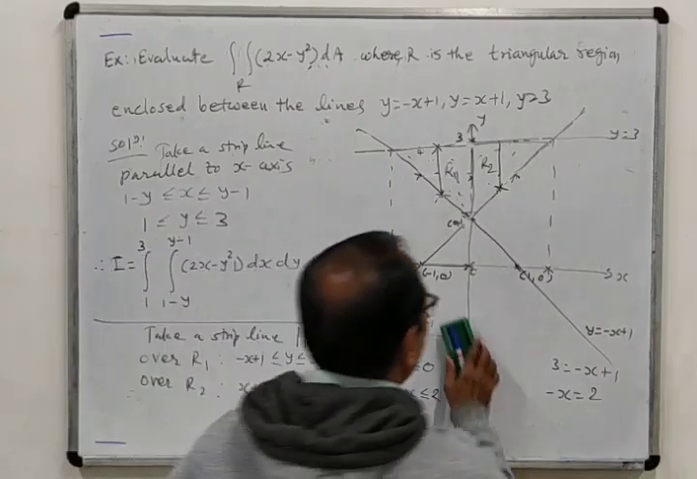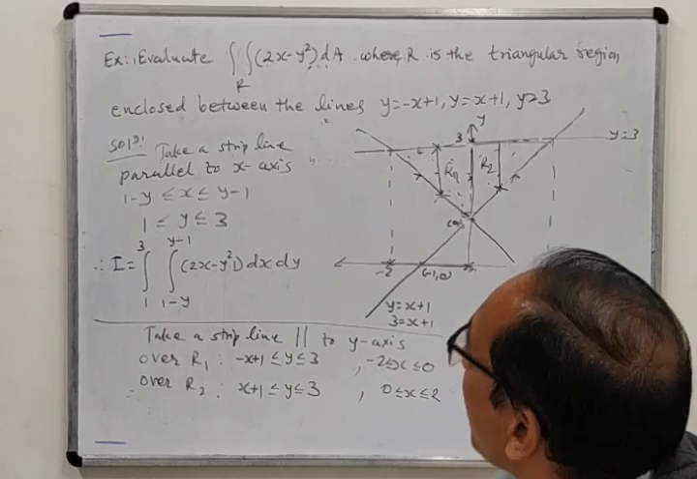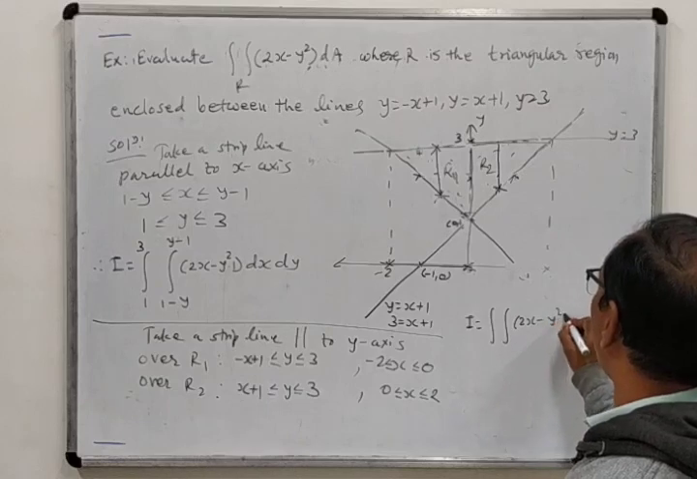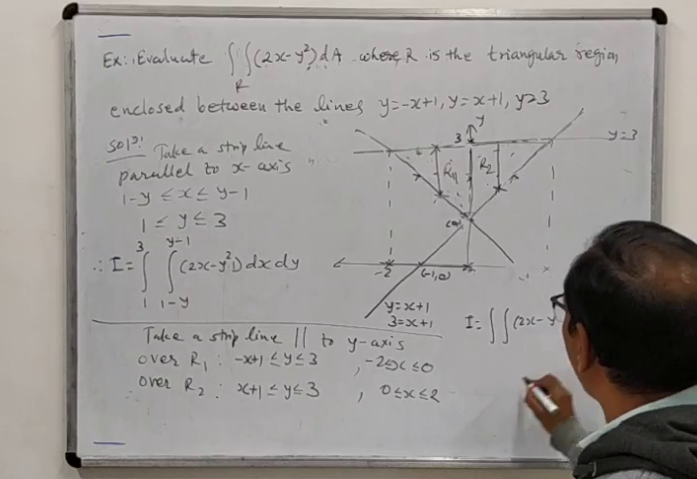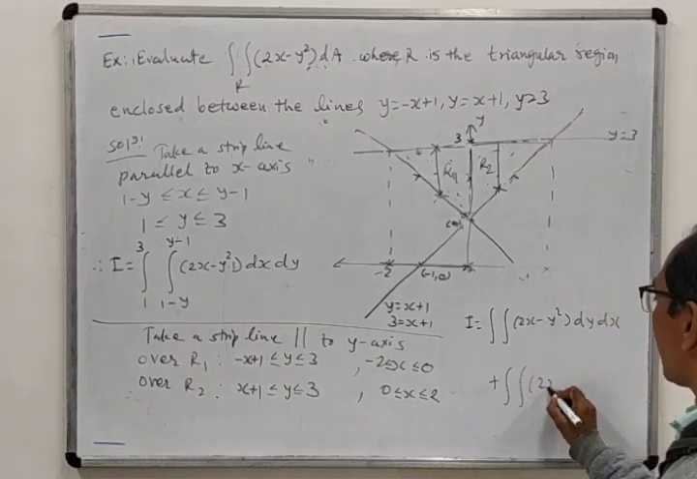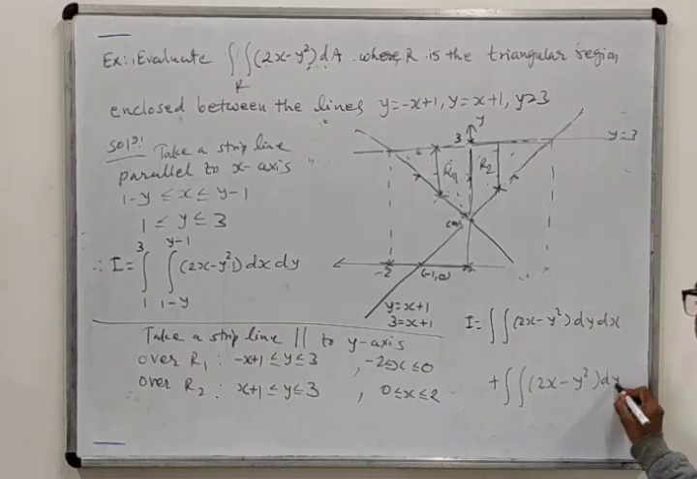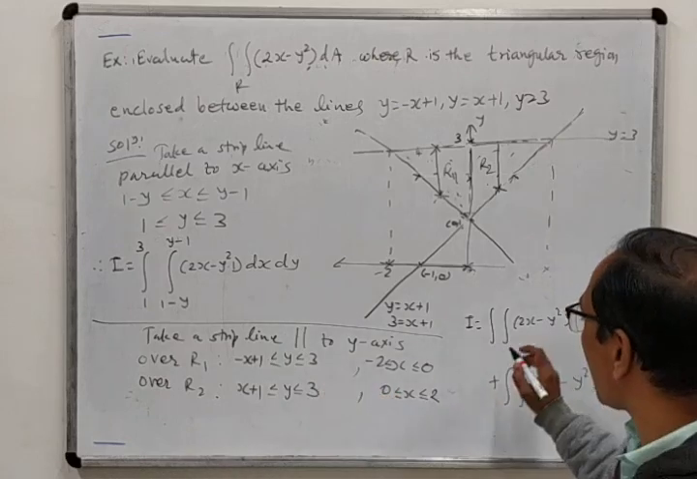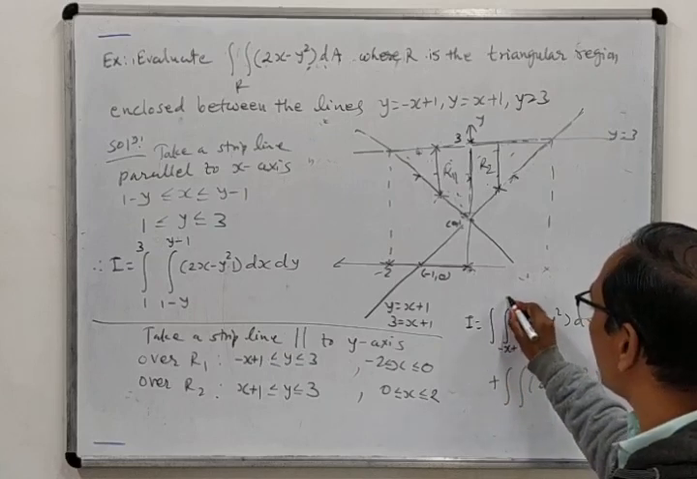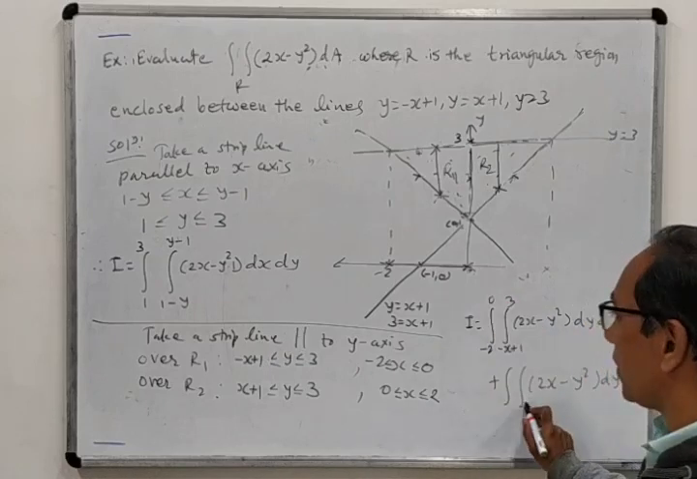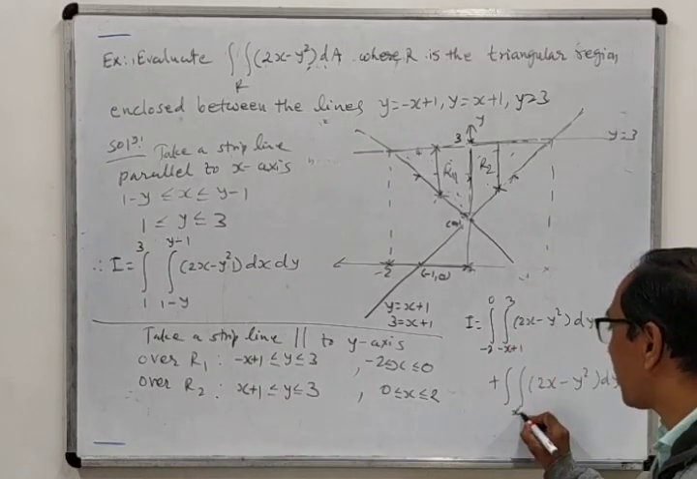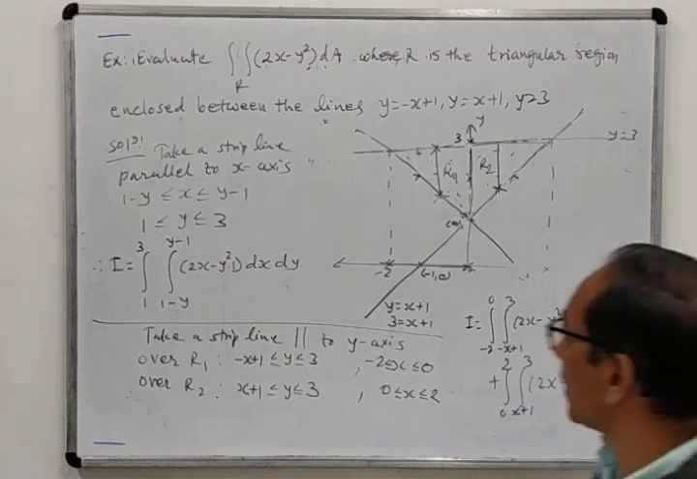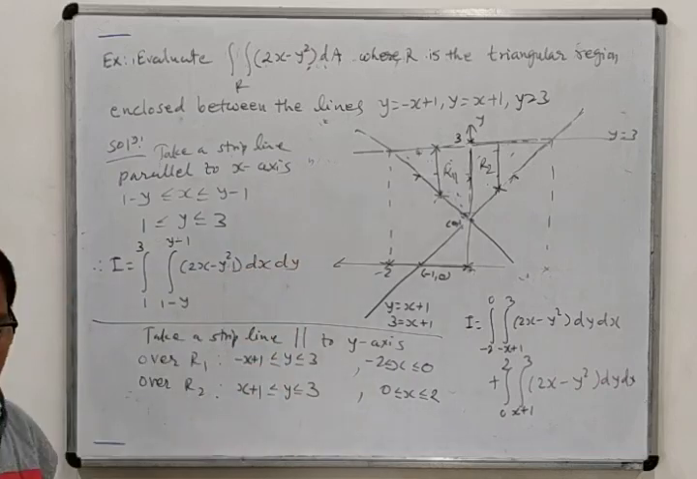So here you can see now that this integration I can be written as double integration of 2x minus y square dy dx plus double integration 2x minus y. So same integration but the limits are different only. So this is over R1 and this is over R2. So over R1 these limits are minus x plus 1 to 3 and this is from minus 2 to 0. This is on R2. So it is from x plus 1 to 3 and this is from 0 to 2. So if you integrate these two integrations, then you will get the same answer as this one.